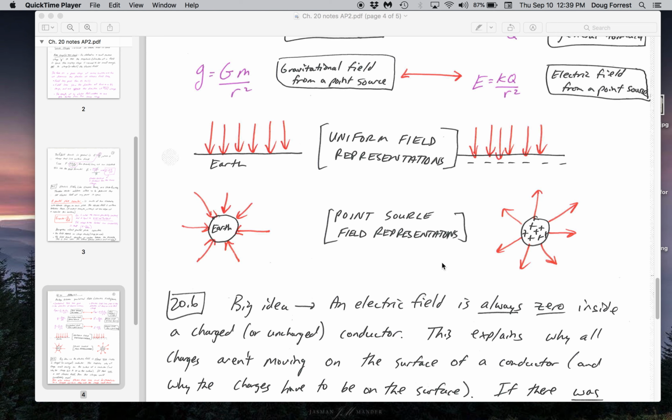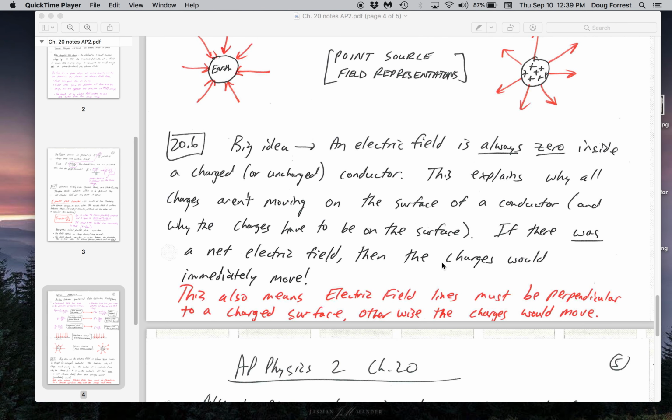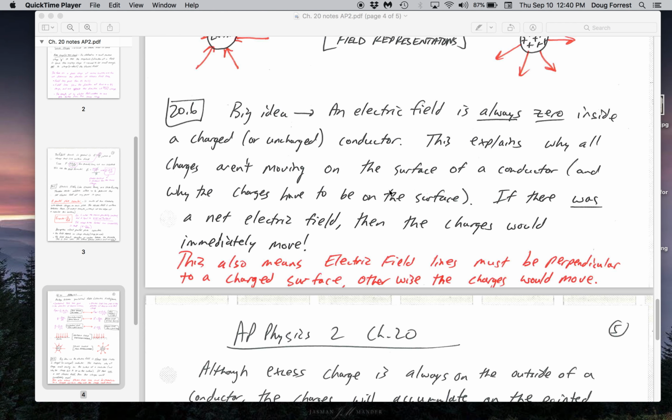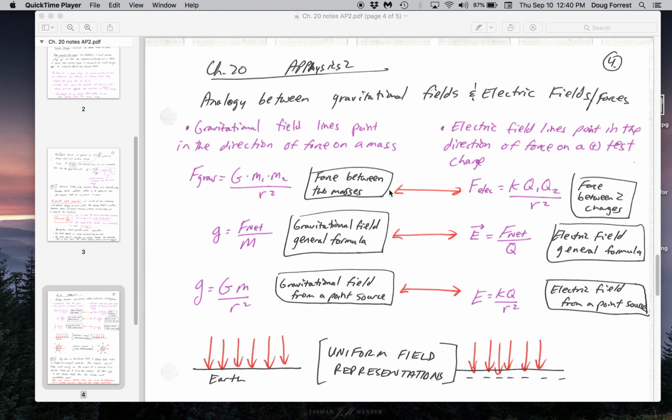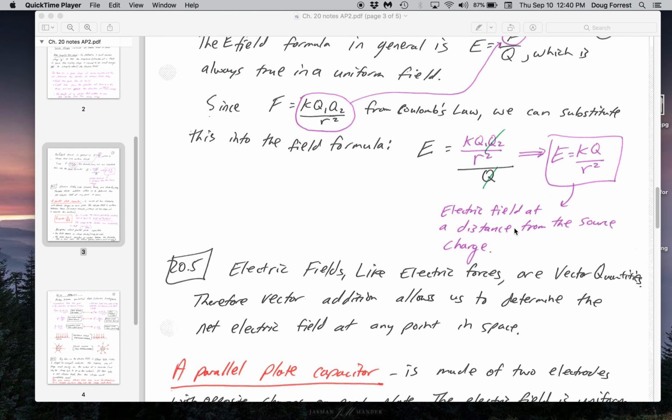20.6 and 20.7 deal with some other aspects of the chapter. 20.6, the big idea is the electric field is always zero inside a charged or an uncharged conductor. So this explains why charges aren't moving on the surface of the conductor. Because if we go back to the formula we saw earlier, E equals F over Q, if we had an electric field inside or that was not perpendicular to the surface of a conductor, then there would be a net force that was at least to some extent parallel to the surface of a conductor, and those charges would move because they'd have a force acting on them.